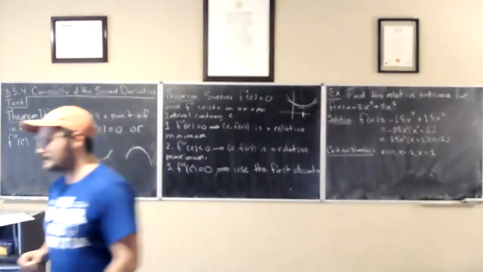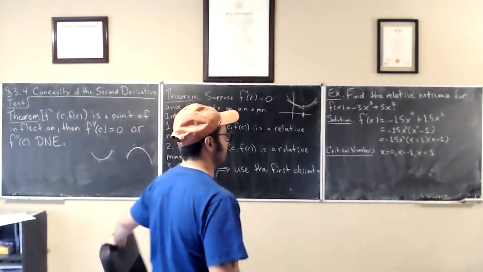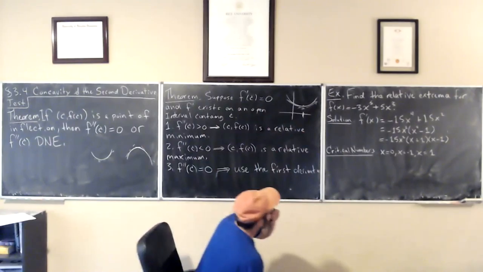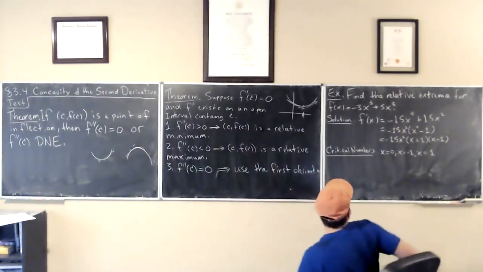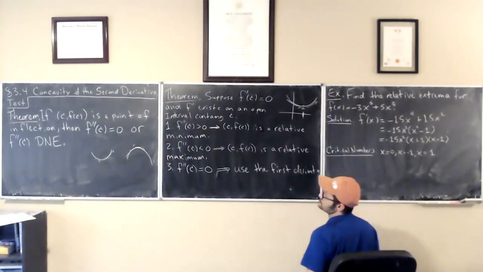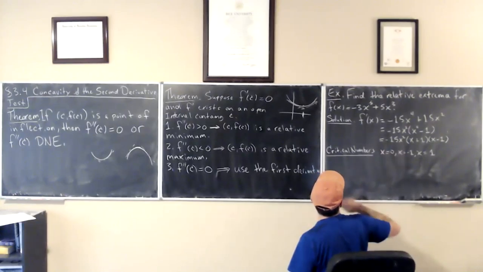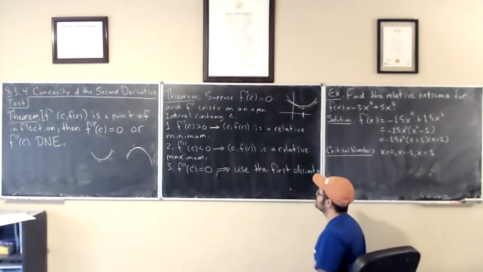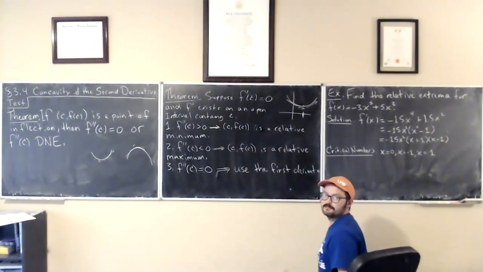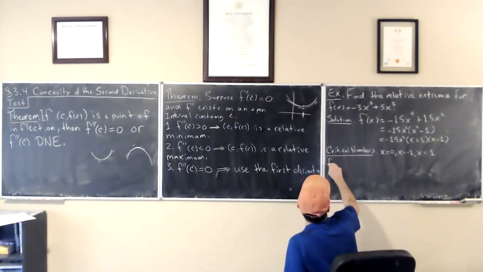Okay, so now we just need to determine if these are relative max or relative min. So we need the second derivative to use this theorem, or we could use the first derivative and see where that changes from increasing to decreasing, or from negative to positive, actually. So let's just try the second derivative.